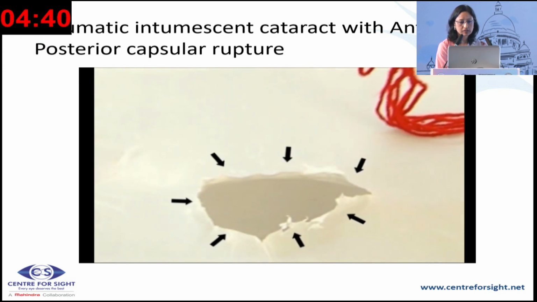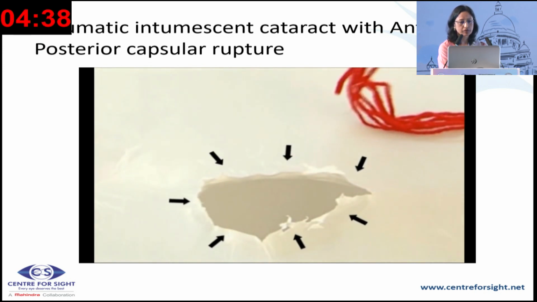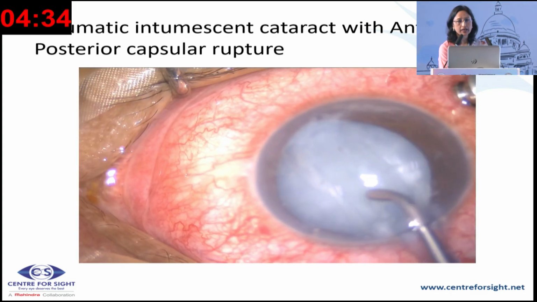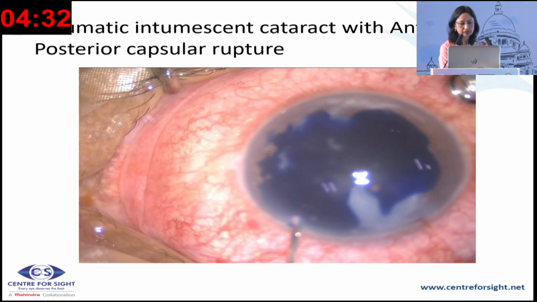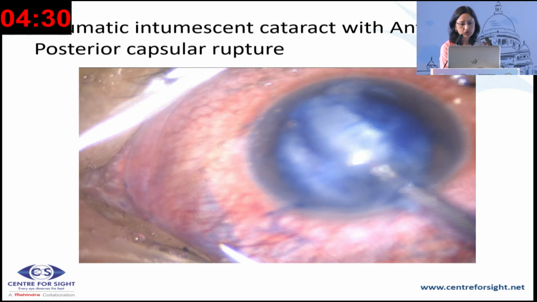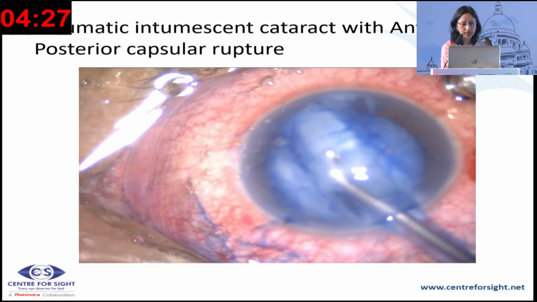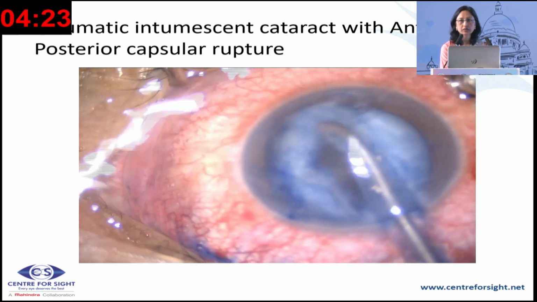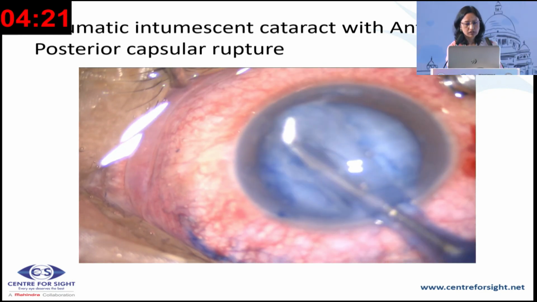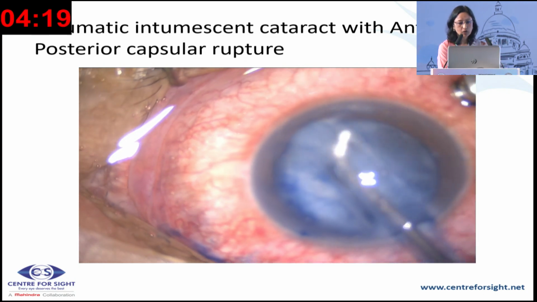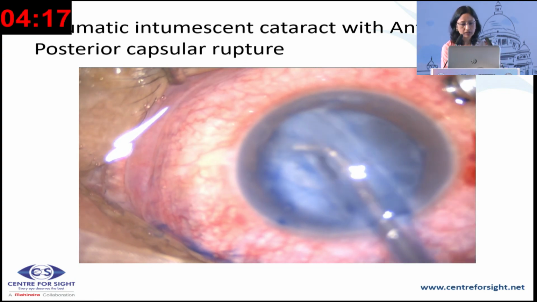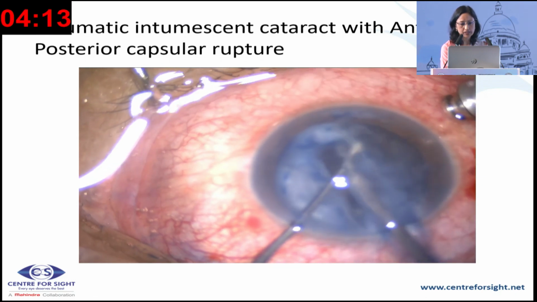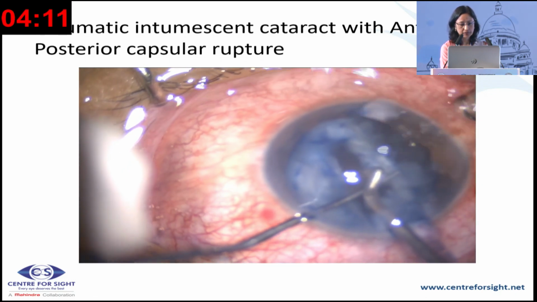So keeping this in mind, we manage this case of traumatic intumescent cataract with both anterior and posterior capsule rupture. So there was a large capsular rupture, and I'm trying to remove whatever loose lens matter is there. Most of it is intermixed with the vitreous. So without causing any traction to the retina, just the loose lens matter is removed, and then we proceed with the pars plana vitrectomy.